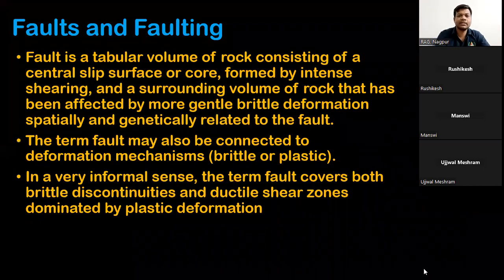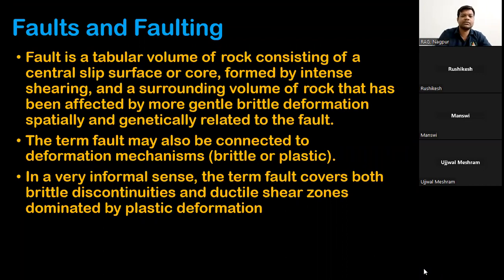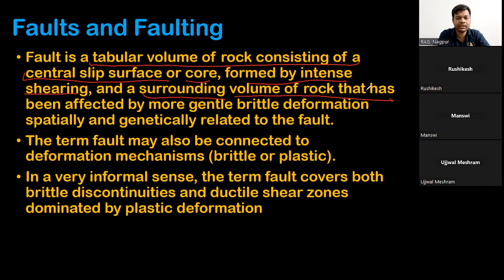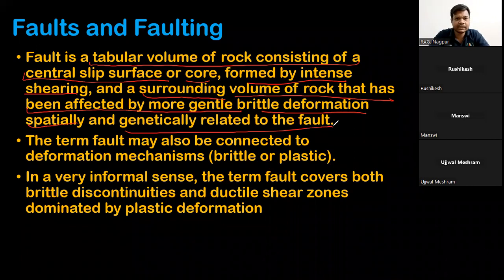So we are starting with this structure which is called fault, right? The fault is a tabular volume of rock consisting of a central slip surface or core formed by intense shearing and a surrounding volume of rock that has been affected by more gentle brittle deformation, spatially and genetically related to a fault. This is more or less the technical definition.